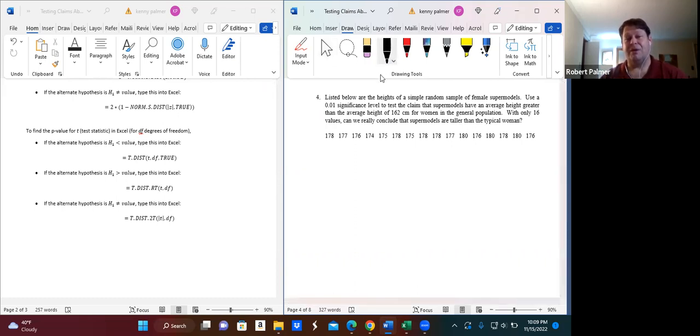Okay, so once again, let's write down our details. Here it says we have 16 values, so we know that n is 16. And we also know that our significance level alpha is 0.01. That's all we know. We're just given the data this time. I want to talk about how to take care of this problem, but also let's do our hypotheses as well. So H0 and H1 or HA.